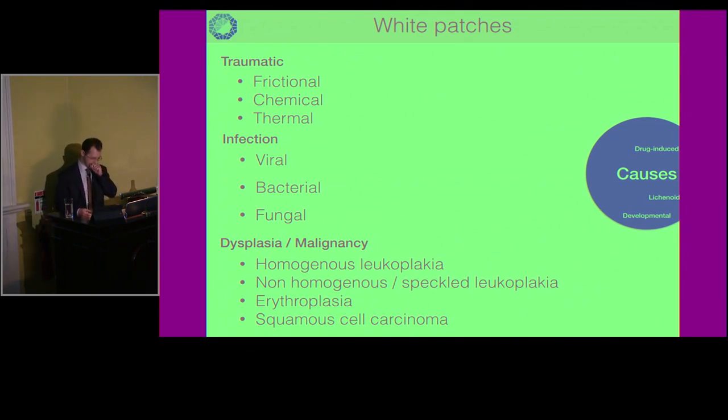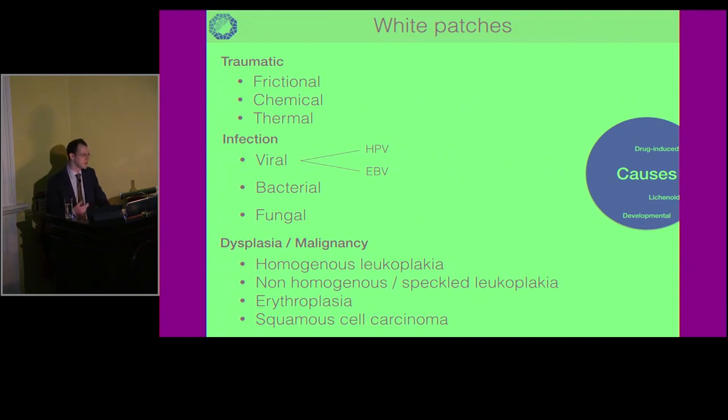Linea alba, excuse me, we see these all the time in our daily practice. They're really of no consequence, no increased risk of malignancy. There's nothing much to say about that. Infection would be the next one up. And viral, we're talking about human papillomavirus. We see these all the time as well.